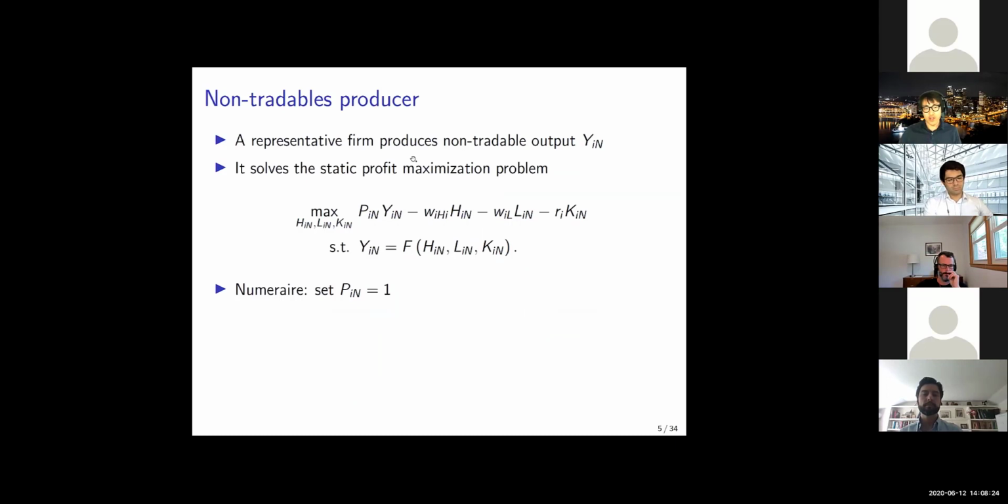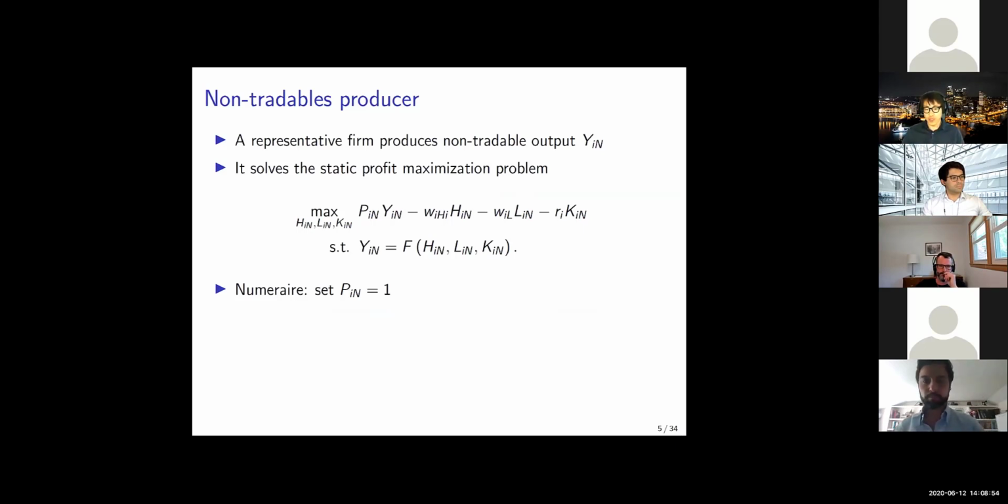And then you have the non-tradable producer. And we're just going to, this is very simple. So you have a representative firm that produces some non-tradable output YN. These guys are going to choose high-skilled labor, low-skilled labor, and capital to produce according to this production function. I'll just keep it as F for now, but I'll specify the production function later.